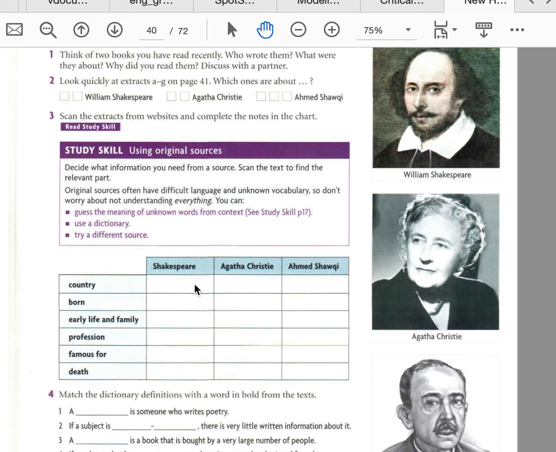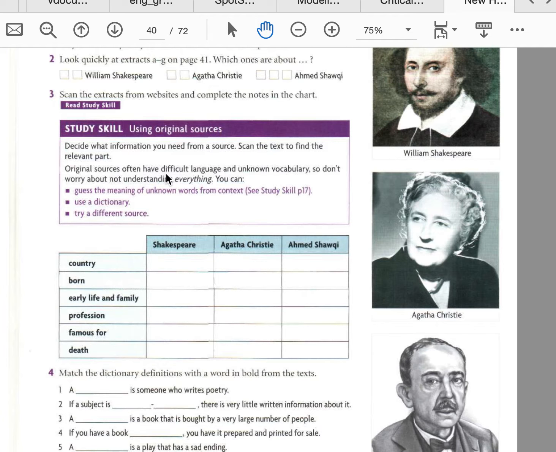طبعا لما تقرأ كتاب مو دائما تكون اللغة صعبة مع هذه الكتب العلمية أو غير العلمية، لهذا مو شرط عليك تفهم كل المفردات، وحاول نسوي التالي. Number 1, guess the meaning of unknown words from context. And we have already learned this, how to guess the meaning of an unknown word from context. Number 2, use a dictionary. Number 3, try a different source, تحاول تلقى مصدر آخر تكون به اللغة سهلة.